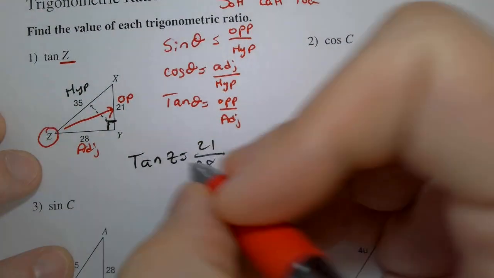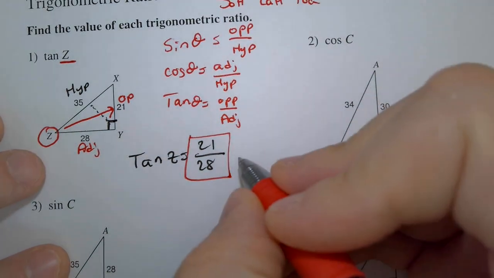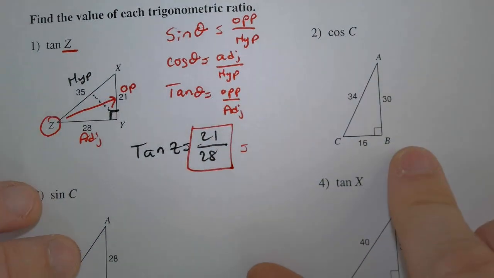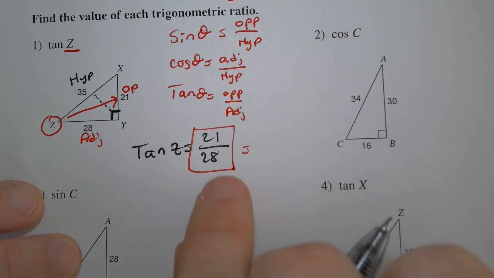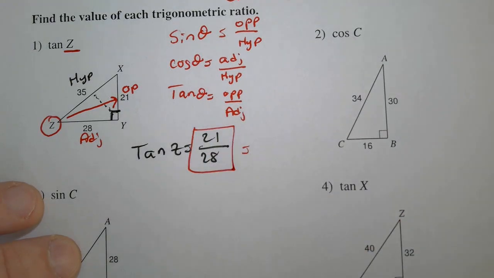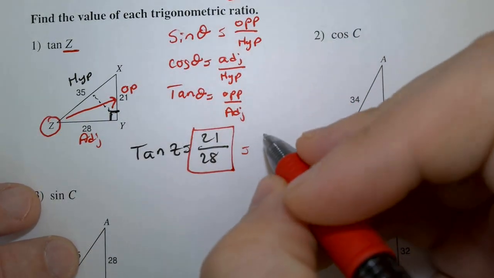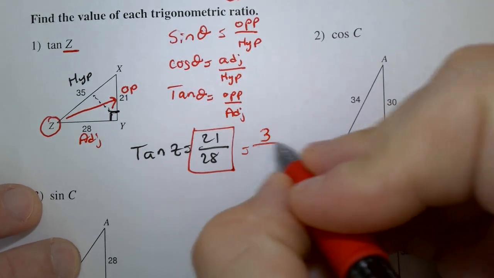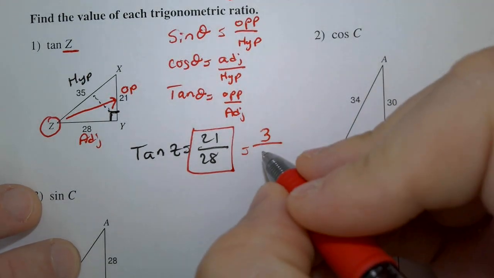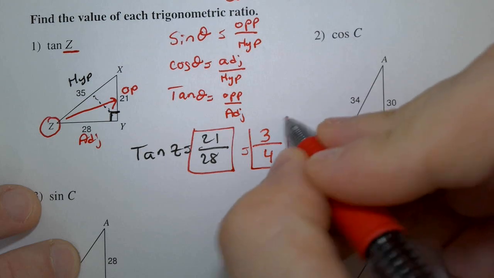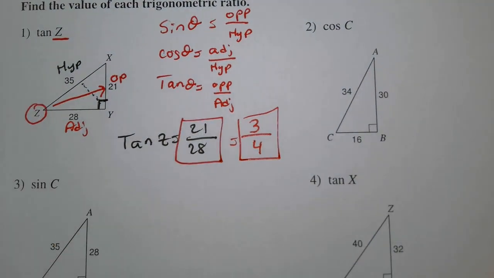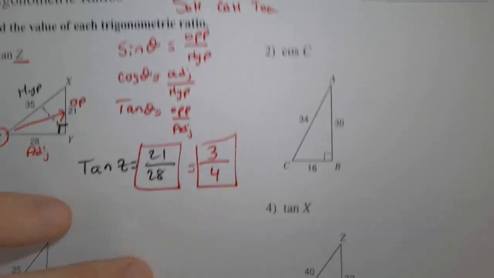Now, 21 over 28 is 100% acceptable. However, most of the answer keys would simplify that fraction, so you just ask yourself, can it simplify? And if it does, then do that. What number can divide 21 and 28? And the answer is 7. 21 divided by 7 is 3. 28 divided by 7 is 4. So the better answer would be 3/4. Okay? Let's do another one.